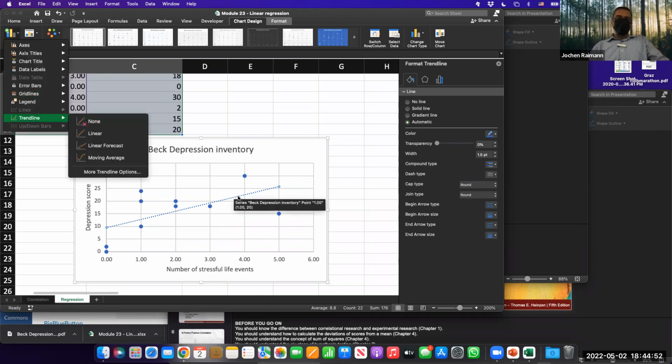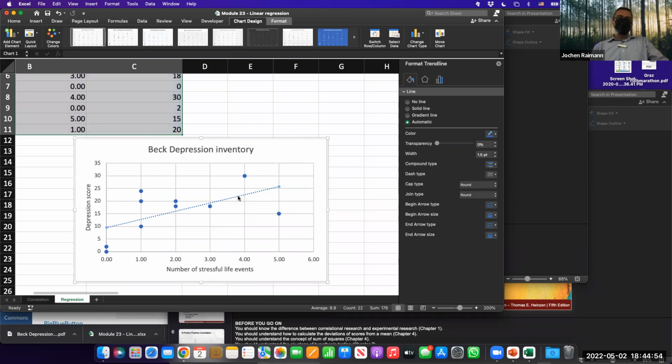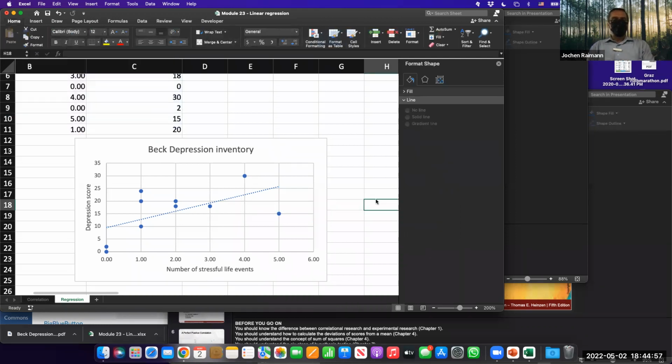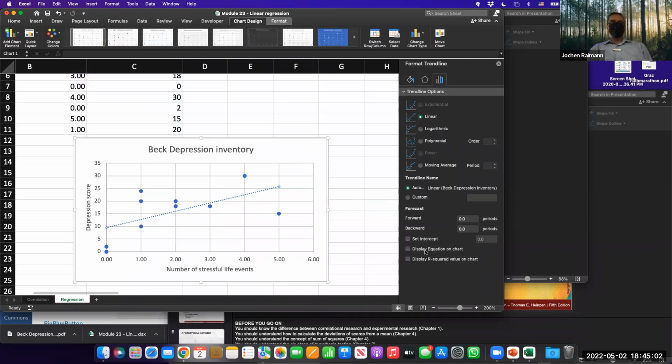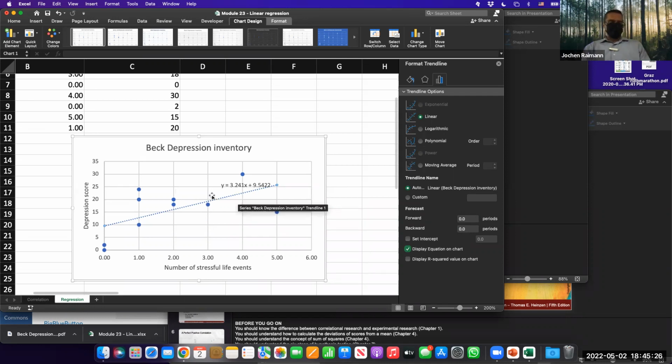And this is where Excel is kind of a nice tool to work with, because Excel allows you to do that quite simply. Just by clicking here on display equation on chart, you get y equals 3.24x plus 9.54. And when we look now at this chart, this intercept essentially is 9.5, and the increase is somewhere in the realm of 3. But how are we calculating it?